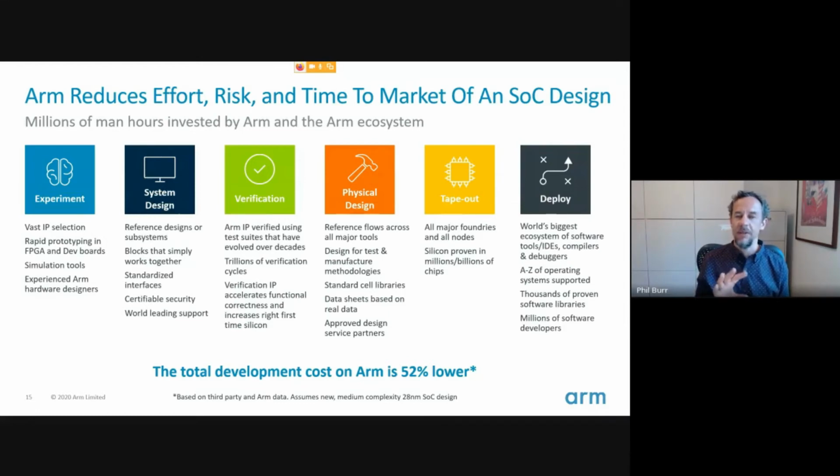So if you look at, for example, the stage of experimentation, then being able to rapidly prototype, we provide models of our technology, so that as a startup you can experiment with your design, work out which of the CPUs and other technology is the right one for you. And by having models, it's much easier to do that. You can run software in those models, and you can look at performance within those models, and it's much simpler.